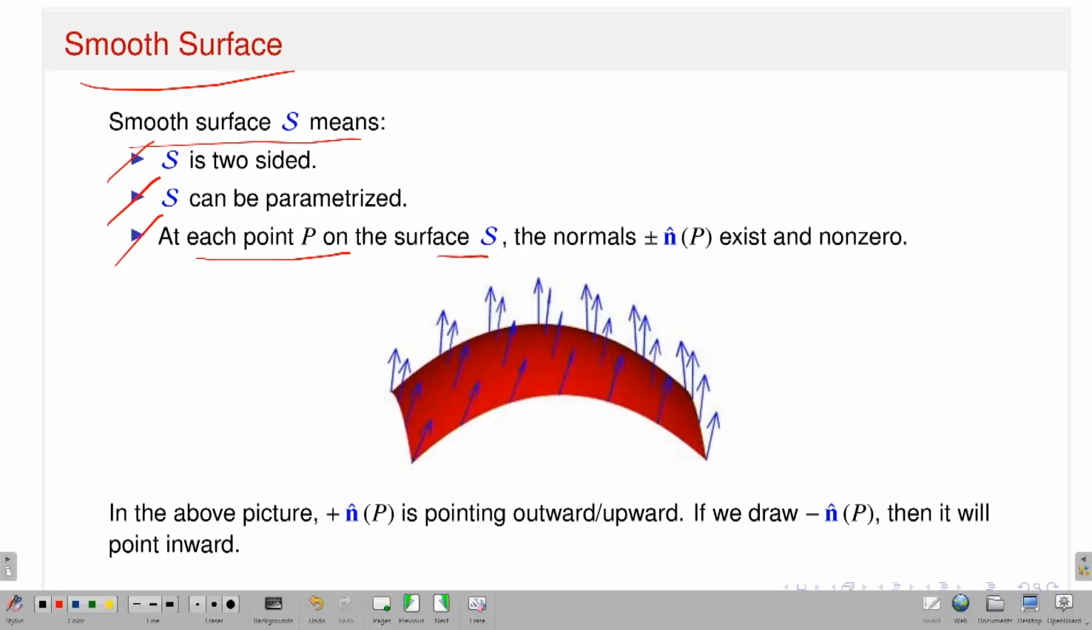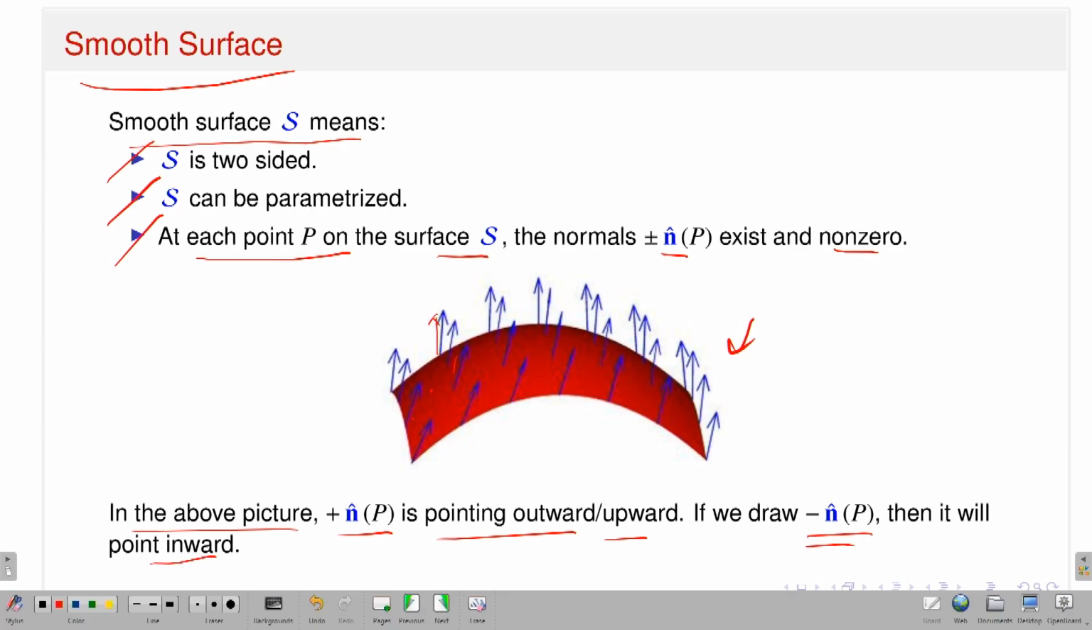It should be parametrized. And the third one is that at each point P on the surface, you will have a normal. You know how to calculate the normal. So the normal n hat of P should exist and it should be non-zero. Now look at this picture. At each point there is the normal vector, and it is pointing in the upward direction. So in the above picture, plus n hat of P is pointing outward or upward, whereas if I draw minus n hat of P, it will point in the inward direction.